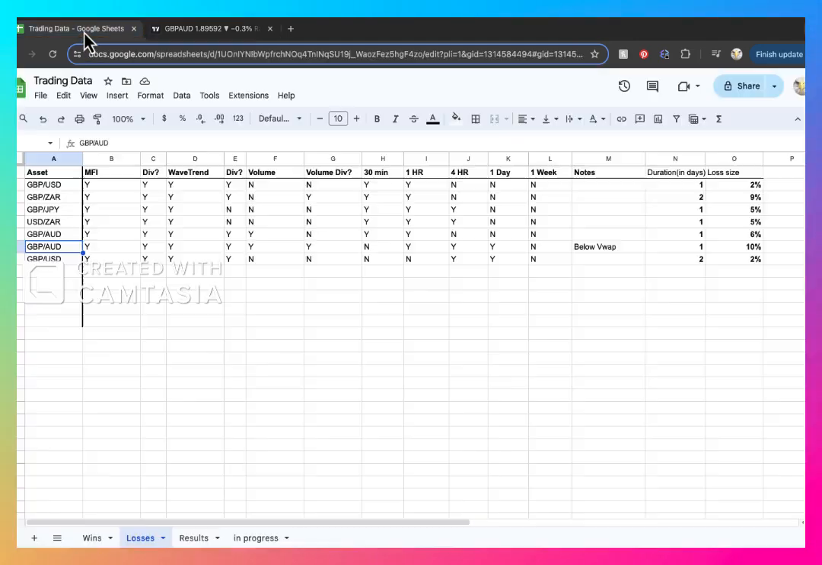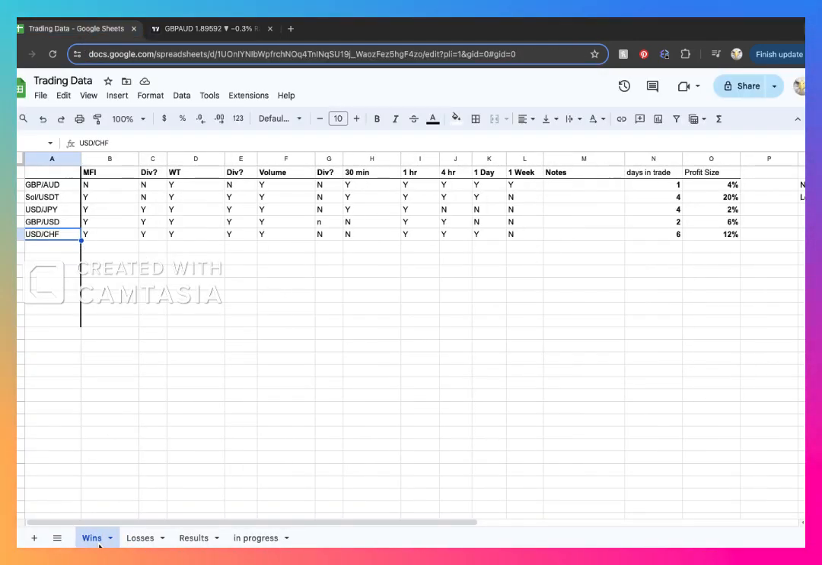If you want to see how to set up your trading data into Google Sheets like this, I can show this in another video.